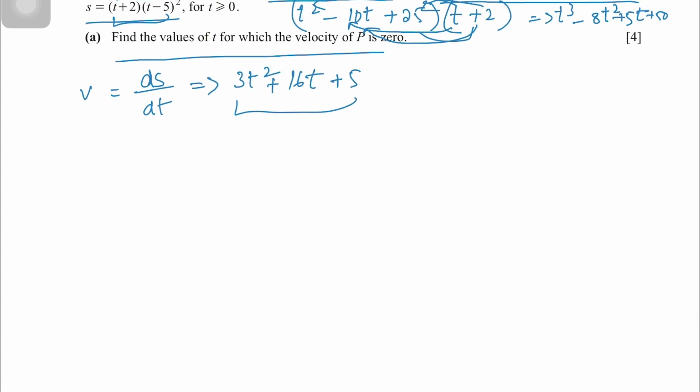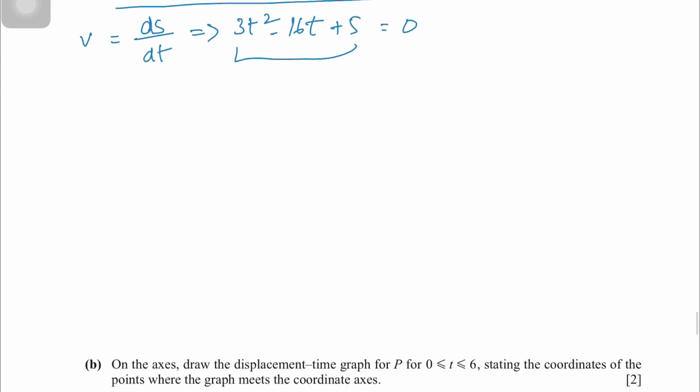We can take the LCM, I guess. This would be negative 16t. I'm sorry for the mistake. This would be negative 16t, right? We can solve this by equating it to 0, right? So we have to use the middle term break method. So this would be 3t squared. We'll be having our roots as negative 15 and negative 1. So this would be negative t and negative 15t plus 5 equals to 0.